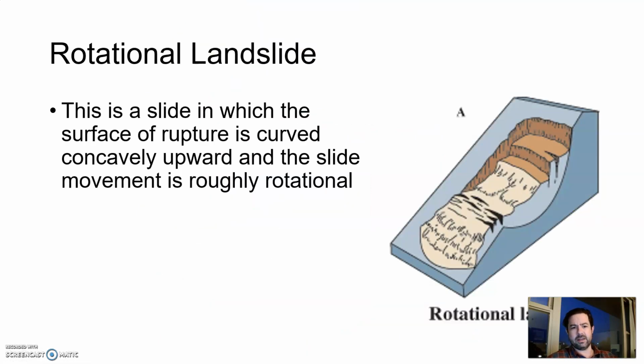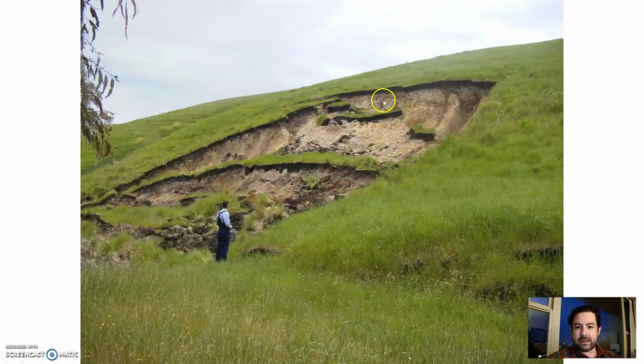A rotational landslide is a slide in which the surface of rupture is curved concavely upward, and the slide movement is roughly rotational. So it kind of curves out. You can see the surface of rupture, where the material is breaking away from the material below it, is curved. It does this rotational thing and then out and down. You can see this curved nature to it. So this is a little baby rotational landslide.